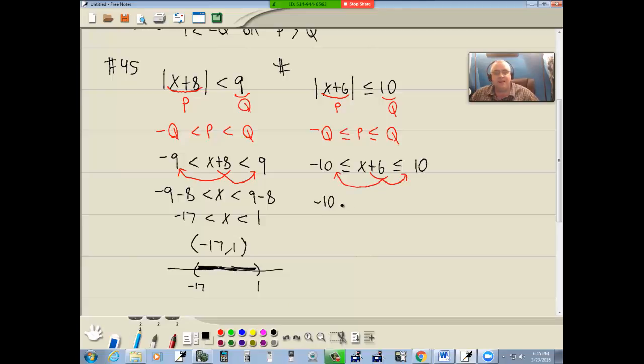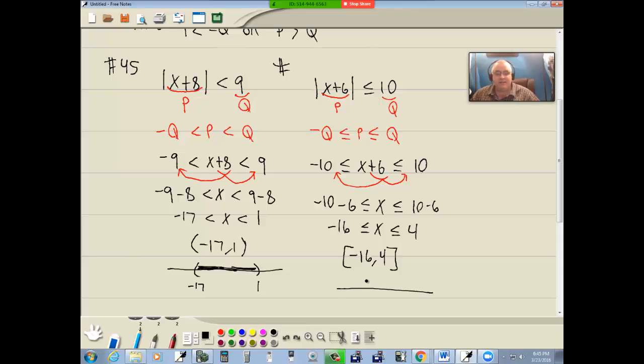So it becomes negative 10 minus 6 is less than or equal to x is less than or equal to 10 minus 6. Which gives us negative 16 is less than or equal to x is less than or equal to 4. Now since it's between two values, this will go from negative 16 to 4, and bracket on both of them because there's a line underneath your inequality symbol.